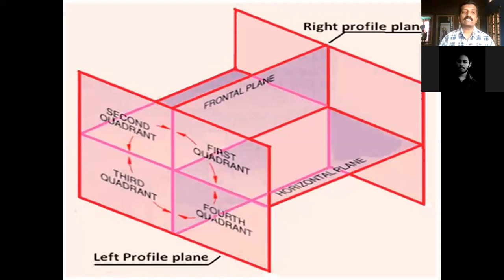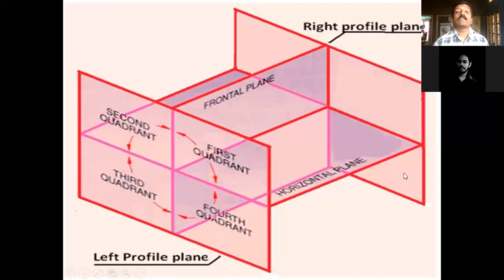Whereas for the second and third quadrant, we assume that the profile plane is also a transparent one, not only the vertical plane as well as the horizontal plane. For the third quadrant, because the plane is here and the object is here, if you come over here to the right side, the right view will be on the right profile plane only because it's a transparent one. Similarly, the left view for the third angle projection system, it's a transparent one, so you're going to get it on the left profile plane only. So this is the only difference between the first angle projection system and third angle projection system.